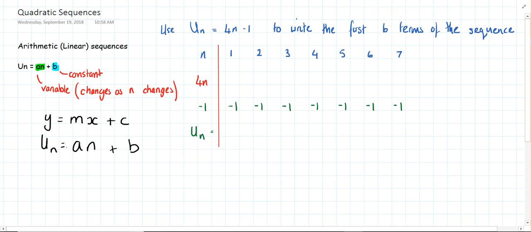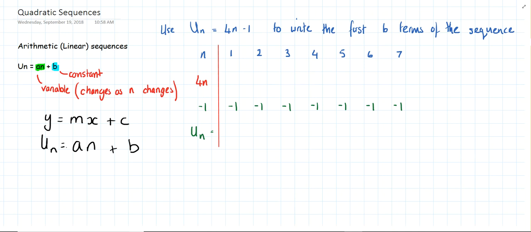So that's why an arithmetic or a linear sequence is the same thing as a straight line graph. Am I talking about things you understand here? The gradient is the same as what it goes up by. So this is what we're looking for. Any arithmetic sequence has the form an plus b. So we're trying to find the a and we're trying to find the b.